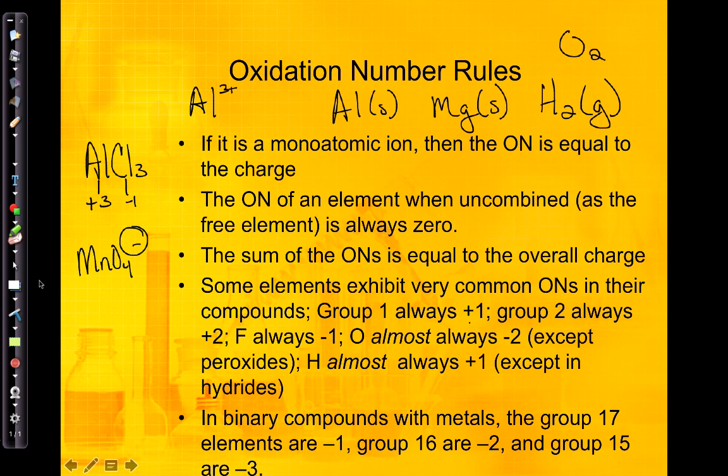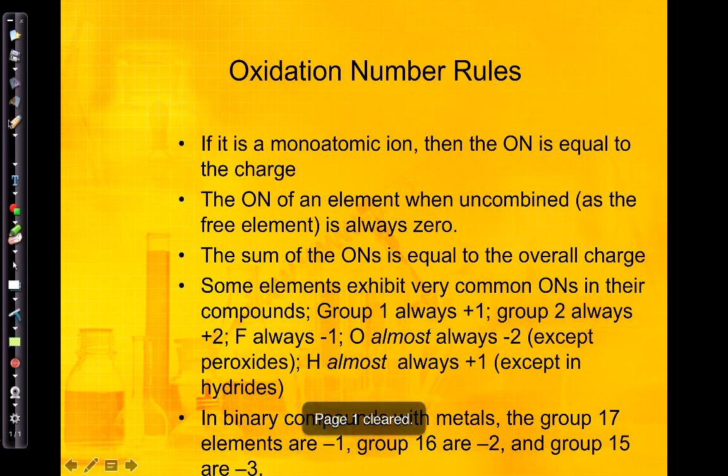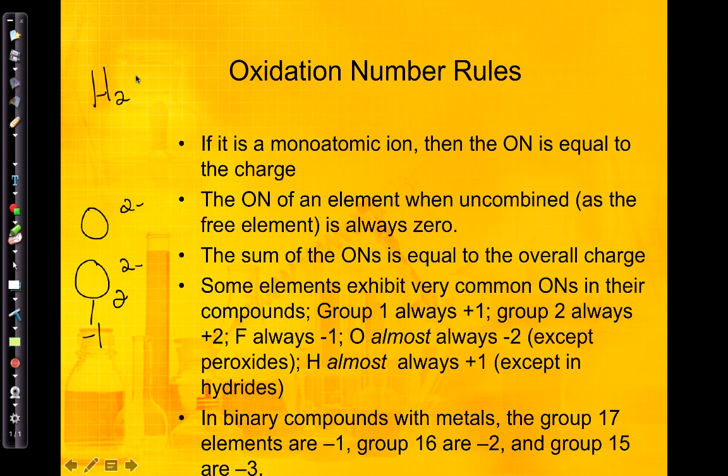Now, the two exceptions that you really need to pay attention to would be oxygen and hydrogen. So oxygen is normally -2. But if it's in a peroxide, it's -1. Okay, so a peroxide is actually a polyatomic. It's an O2 molecule that has a charge of -2. So if it's hydrogen peroxide, like this, that would actually be a -1 for the oxidation number.